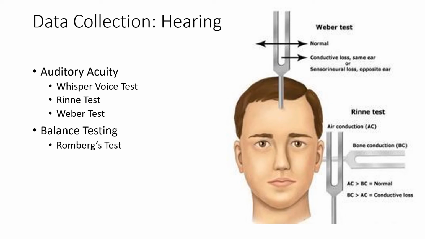The Weber test uses a tuning fork as well, and it is placed in the center of the patient's forehead. Ask the patient if they hear better in the left ear or the right ear, or if both ears are the same. If conductive, the sound is heard better in the affected ear. If they have the sensory neural, sound will be better heard in the good ear, but they are supposed to be the same. Balance testing can be done by Romberg's test, and you're going to have them stand with their feet together, with their eyes open and with their eyes closed to see if they can balance.